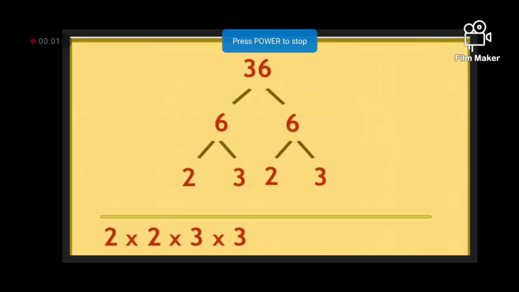Now the factors of 36. We have to find the factors of 36. First we will multiply 6 by 6. 6 6s are 36. 6 and 6 both are composite numbers. So we will split them into prime factors. The prime factors of 6: 2 3s are 6. So the prime factors of 36 are 2 multiplied by 2 multiplied by 3 multiplied by 3.